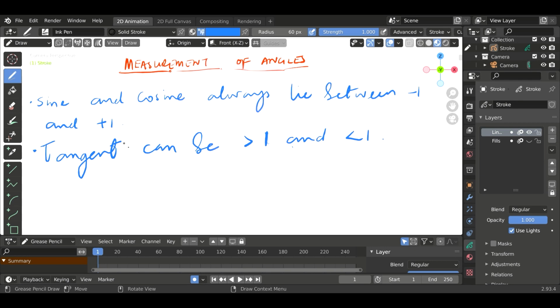The textbook also makes notes that sine and cosine always lie between -1 and +1. In the second bullet point, tangents can be greater than 1 and lesser than 1. Let us make note of this.